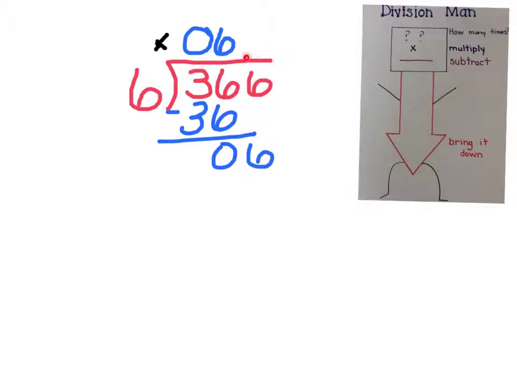Now I need to fill in something on top of this 6 because I have nothing in this spot. So now I need to figure out how many times does 6 go into 6 groups. Well, that's just one time. So 6 times 1 is 6. How many times? Multiply, subtract. Now I don't have anything left to bring straight down. So my problem is over.